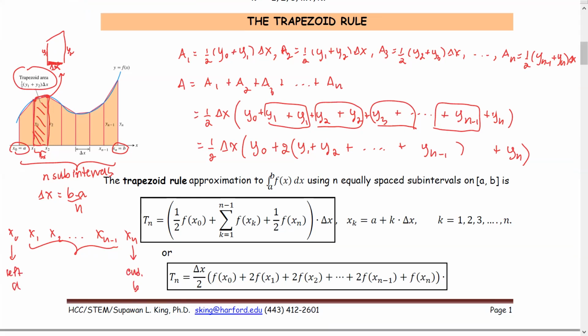Therefore, the trapezoid approximation to the integral from point A to point B of the function f of x with respect to x using n equal space subintervals on AB is Tn, T from trapezoid, n from n subintervals, equals 1/2 times the function value of the left end point, plus the sum of the function of the interior points, plus 1/2 of the right end point function value, and multiply by delta x. Or in another version, Tn, the trapezoid rule approximation using n subintervals, equals delta x over 2, multiplied by the function of the left end, the function of the right end, plus the sum of the function values of the interior points multiplied by 2.